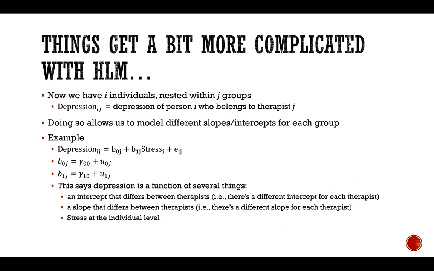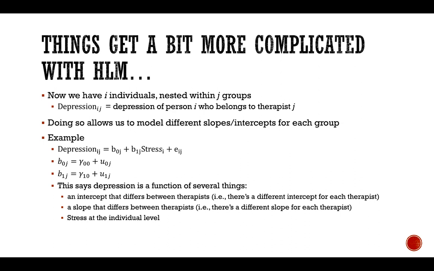Then we've got stress scores that differ across each person, which is why that has a subscript of I. And then we've got an error that is unique to each person and therapist combination. I suppose under stress you could have IJ as well, and that's probably the way you should do it, but you get the idea.